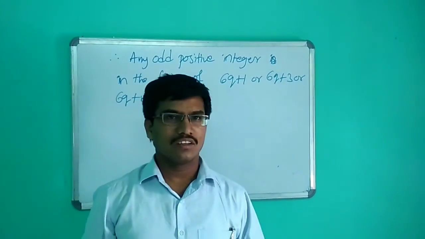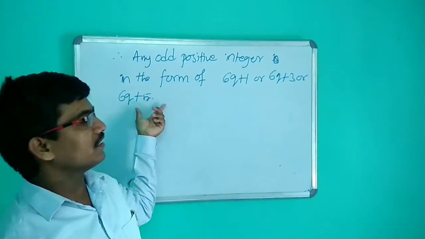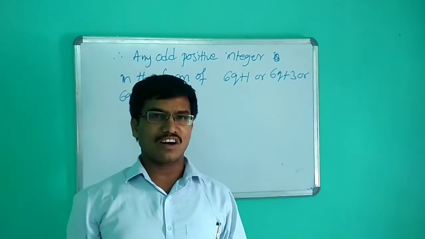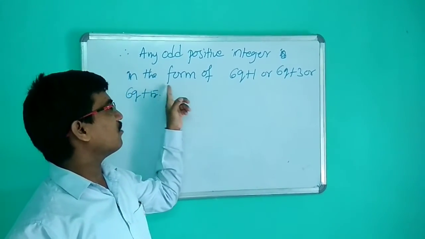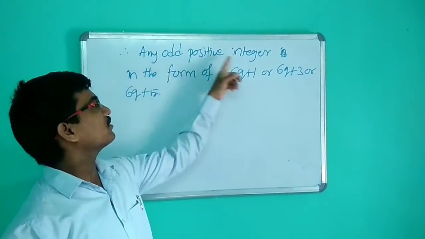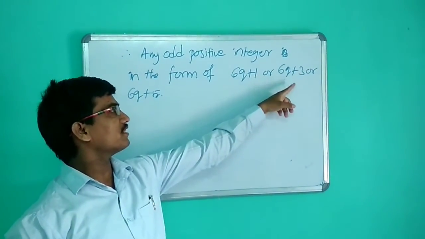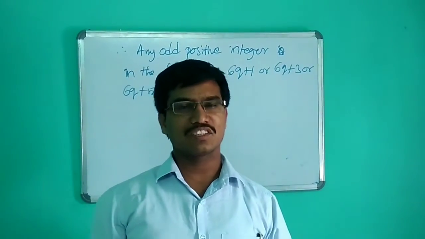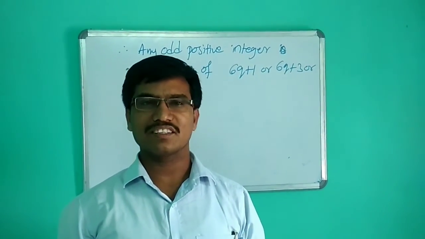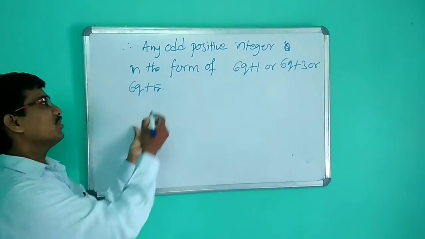So the problem is over. We saw that a is any positive odd integer, so it is of the form 6q + 1 or 6q + 3 or 6q + 5. a cannot be 6q + 2 or 6q + 4. The problem solving is over.